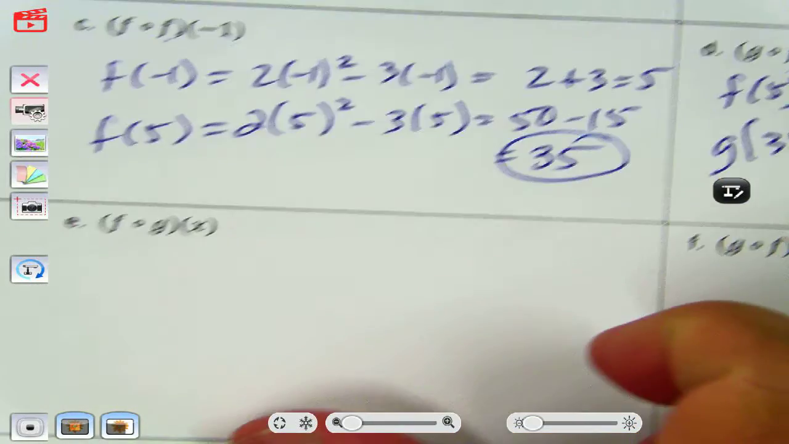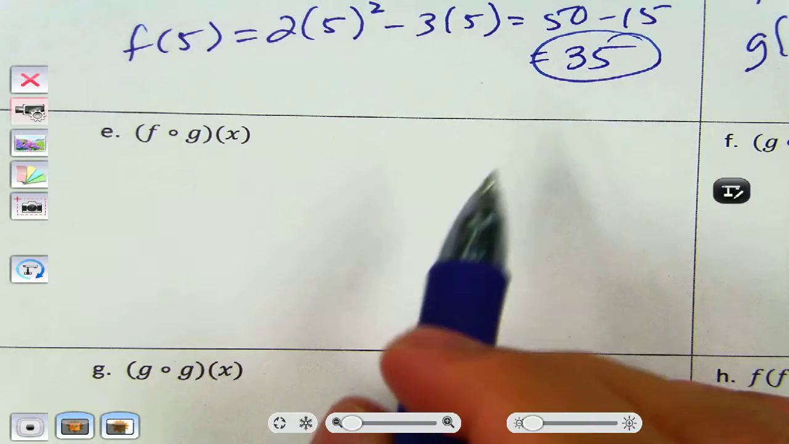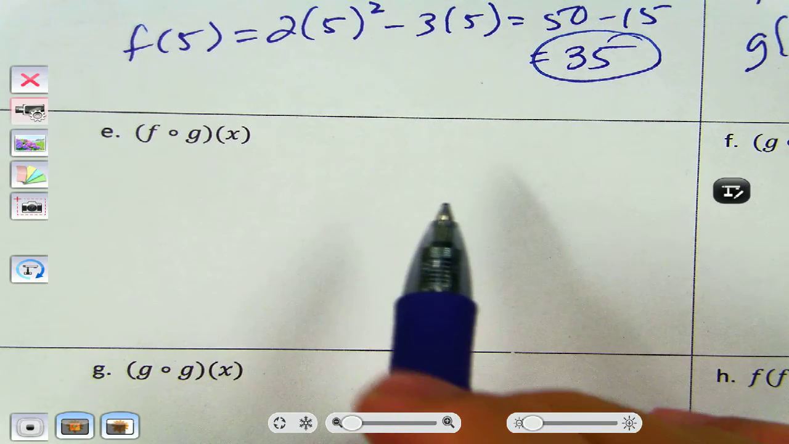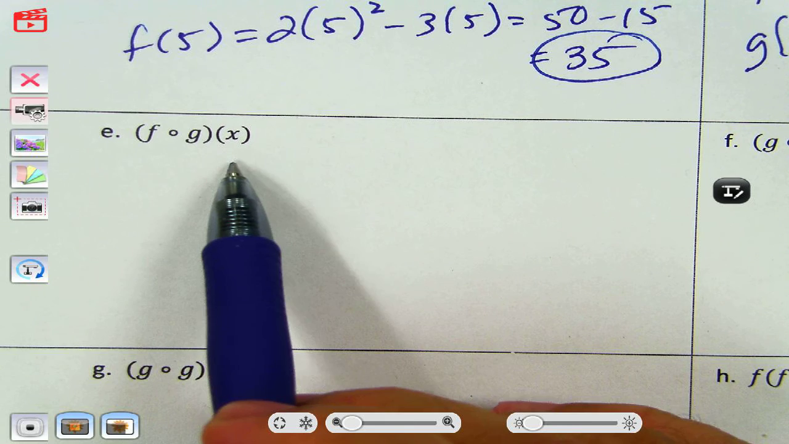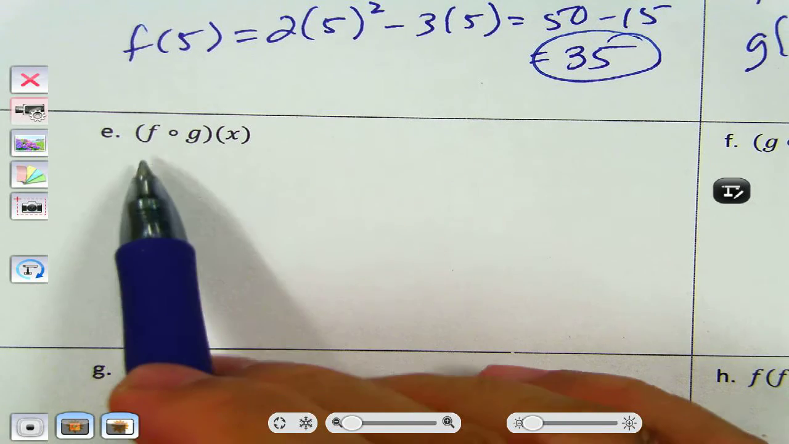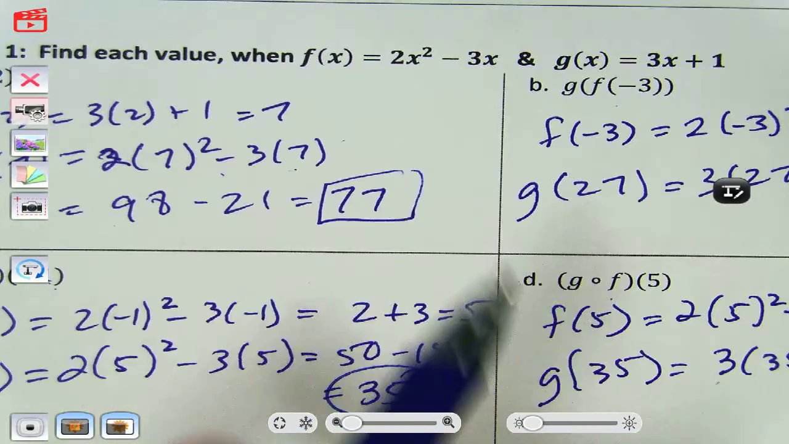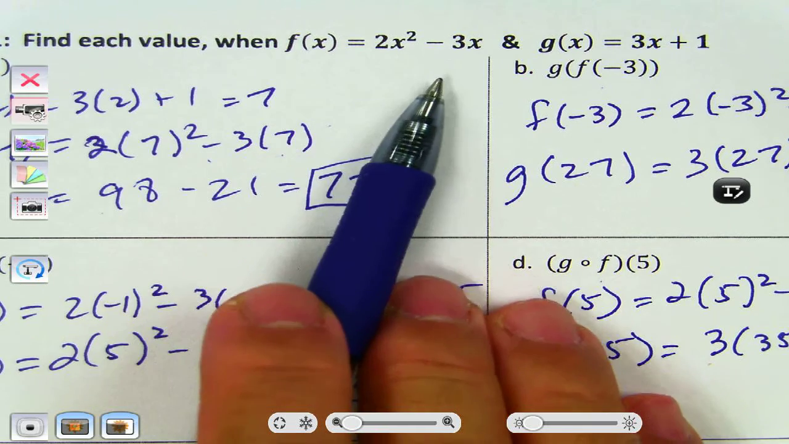E, f of g of x. This doesn't have a number, so we're going to change the order a little bit because I'm going to write f first. I'm not doing g first, I'm going to write f first. And f looks like this. But now watch the way I write it.